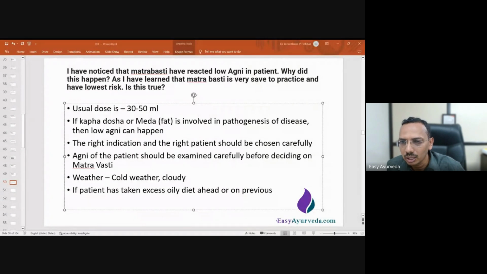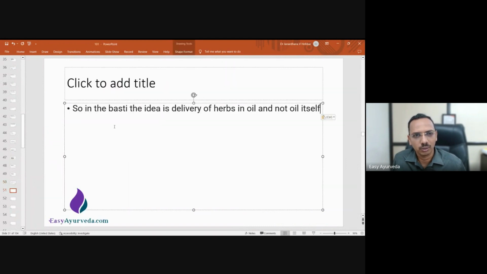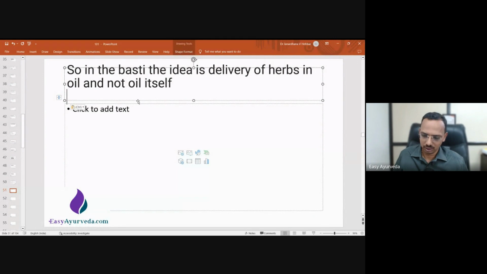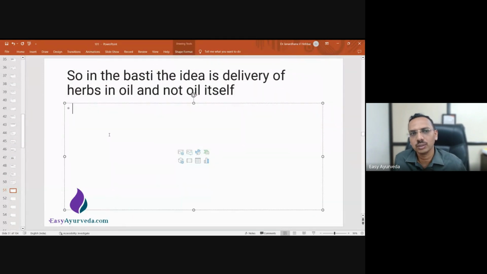Okay, moving on to some other questions. I noticed that after Anuvasana Basti, for a few days, the dryness of the skin reduces. Yeah, overall snehana is the purpose of it. So in Basti, the idea is delivery of herbs in oil and not the oil itself. So Raghuram sir, what is the purpose of Basti? Is it just lubrication or pacification of Vata symptoms caused by Niruha?